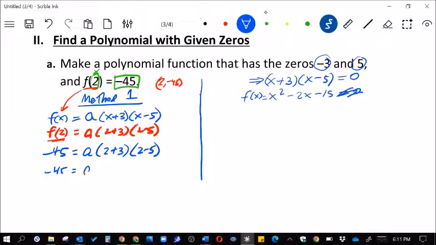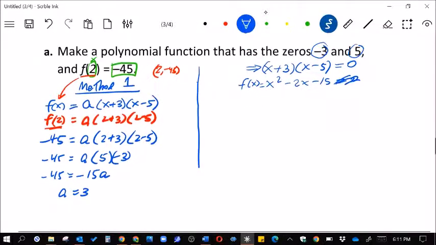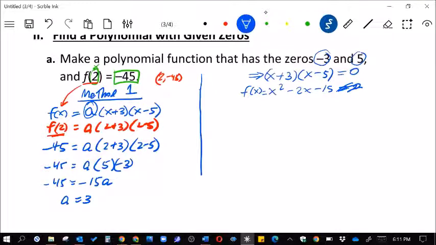That -45 is equal to a times 5 times -3. So -45 is equal to -15a. Divide by that, a is equal to 3. So if a is equal to 3, I can now put that back into here. Okay, and I would multiply it out. So the function of x is equal to 3 times x squared minus 2x minus 15, which means that it's 3x squared minus 6x minus 45.